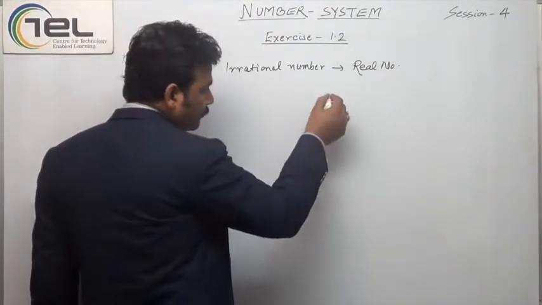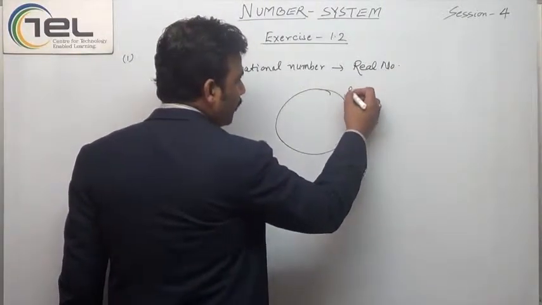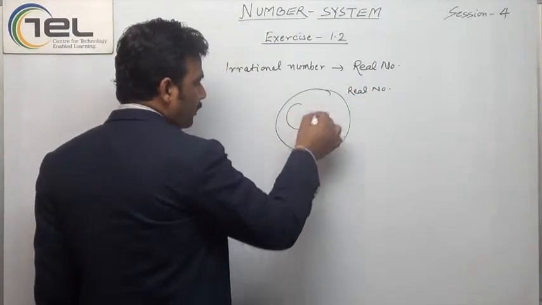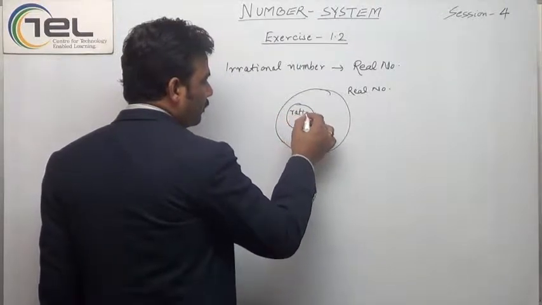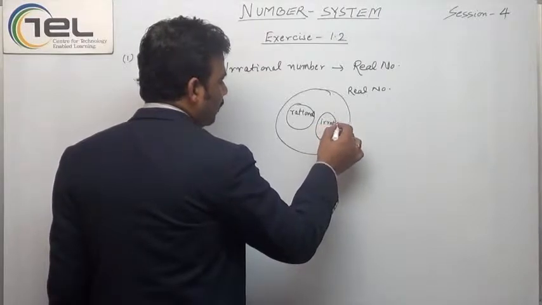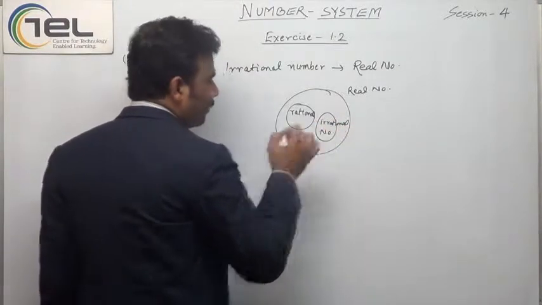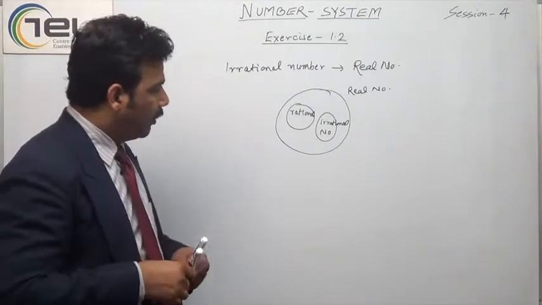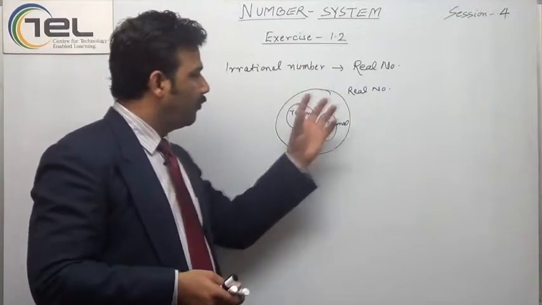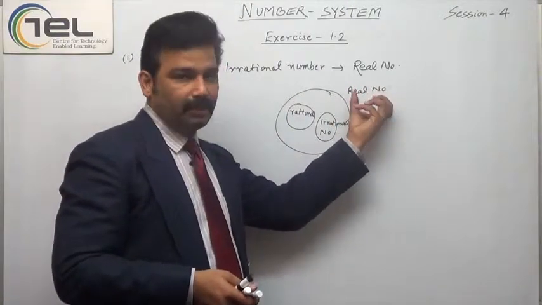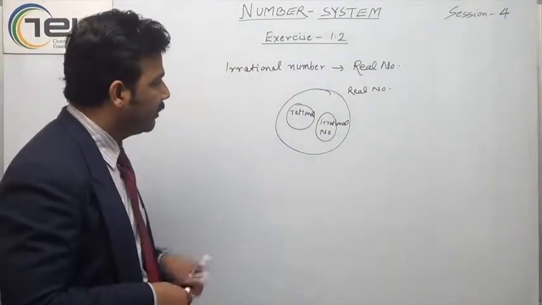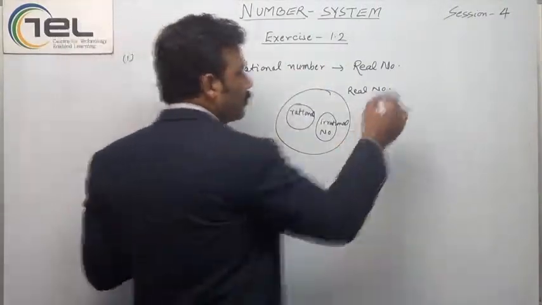We know that if this is the set of real numbers, then this is the set of rational and this is the set of irrational numbers. That means all the numbers which are irrational, they by default fall in the category of real numbers. So every irrational number is a real number, and this statement holds true.